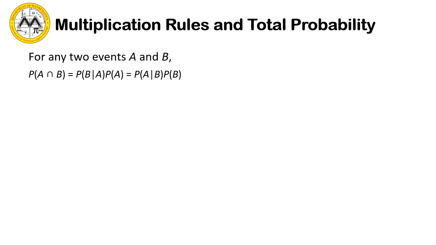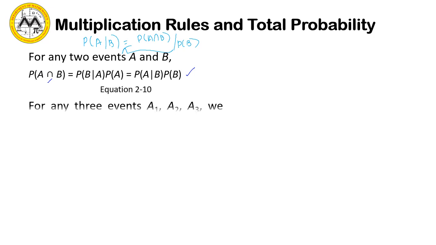If we cross-multiply the denominator from the conditional probability, the probability of A given B is equal to the probability of A intersection B over P of B. Cross-multiplying this, we will have A intersection B is equal to P of A given B times P of B. Same is true for the probability of B given A. Thus, for any three events, we can have this one.